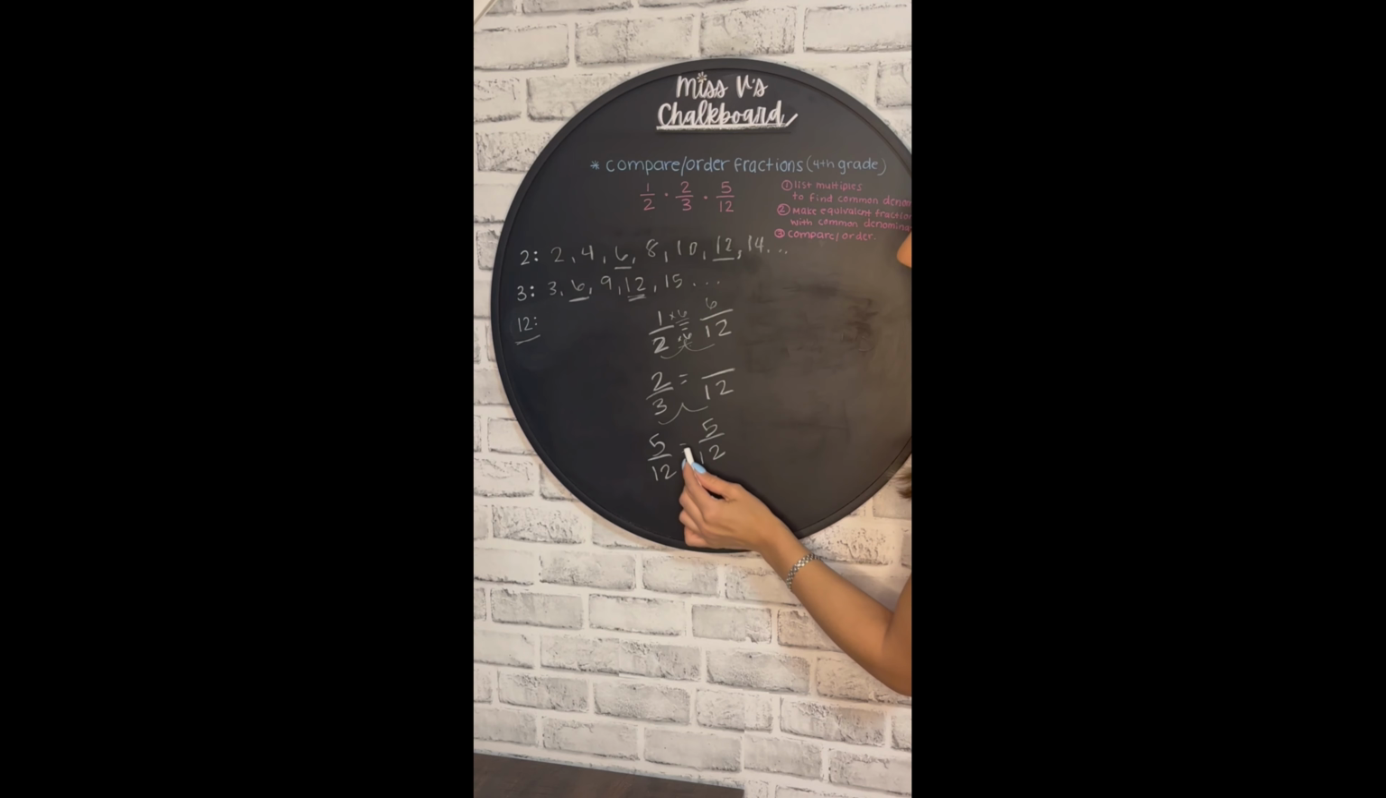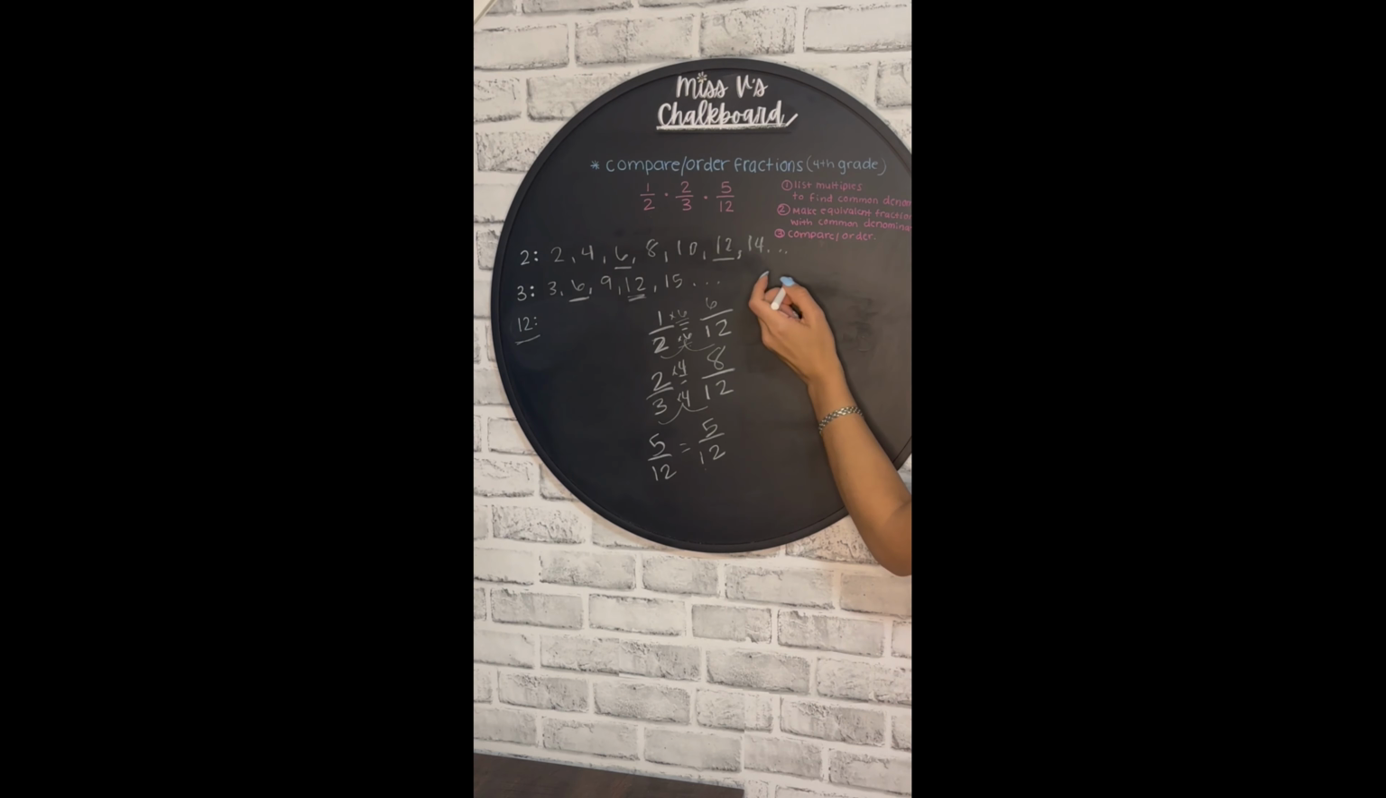3 times something is 12, so 3 times 4 is 12, so I need to do times 4 up here. 2 times 4 is 8, and this one's the same. So I'm going to order these from least to greatest, but just be careful on homework or an assessment. It might be reversed and be greatest to least.